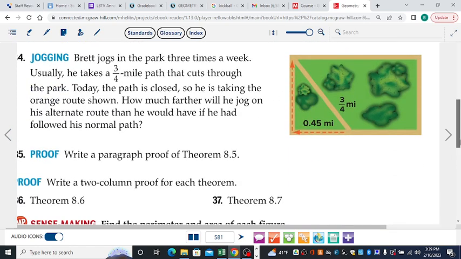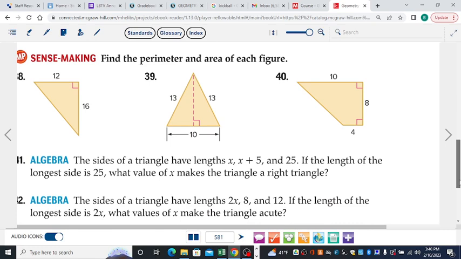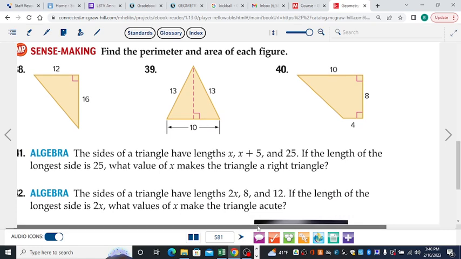All right, so we are down here, and it says here for 38 to 40, we are going to find the perimeter and area of each figure. Now remember, the perimeter is the sum of all sides, right? Over here in number 39, that's really simple. You don't have to do any calculations other than the basic perimeter.